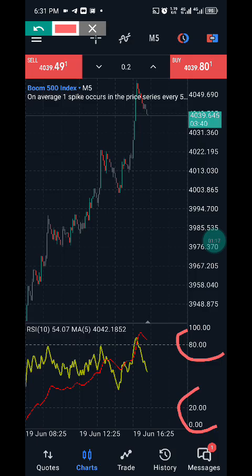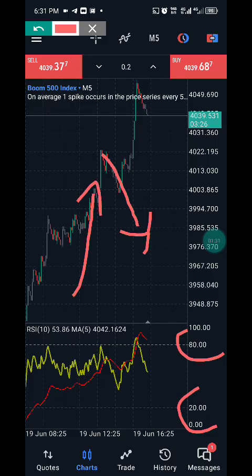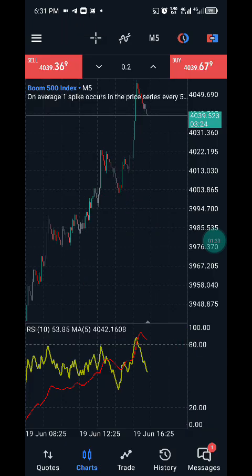The 80 level only works when you want to scrape down the market, that means you want to sell the market, and when you want to catch a spike, you need to buy the market. So that is how this particular strategy works. The 80 level is what we are going to be using to scrape the market down, and our 20 level is what we are going to be using to catch a spike.